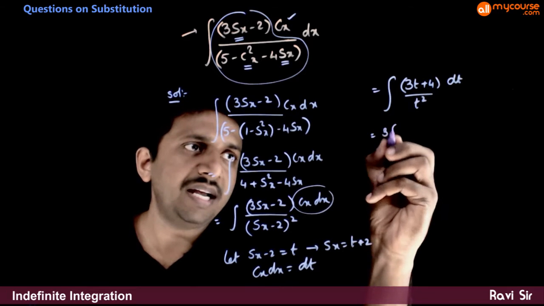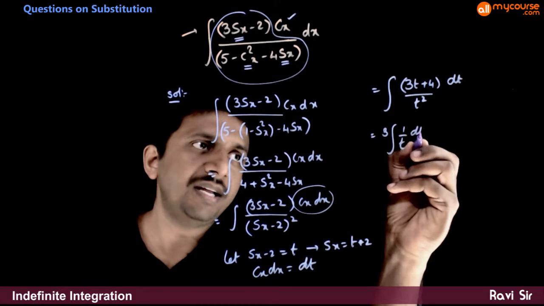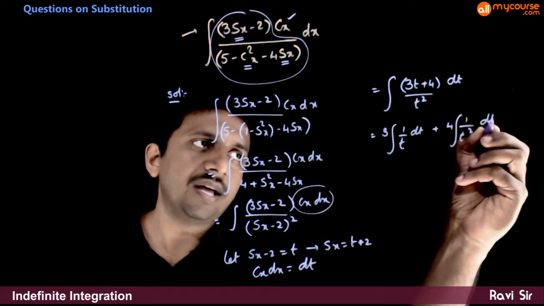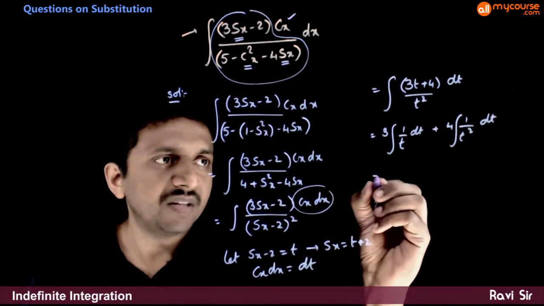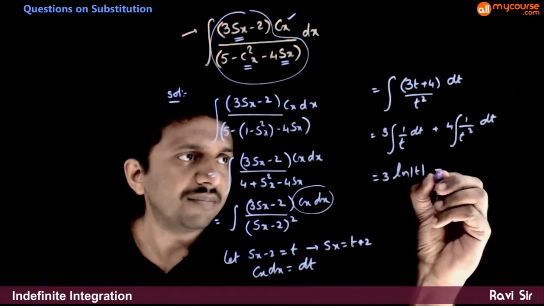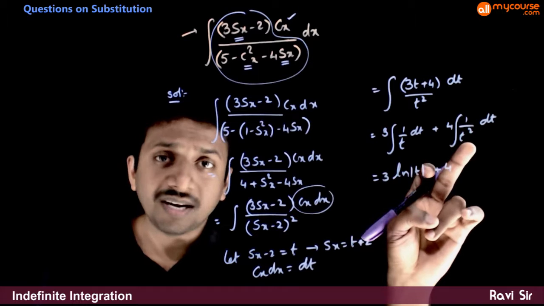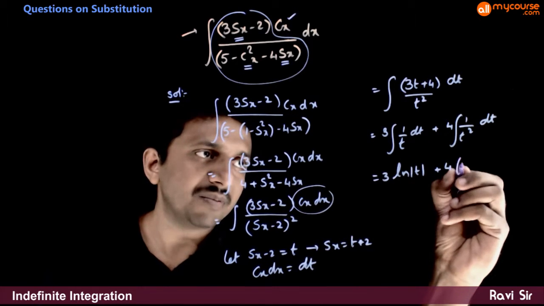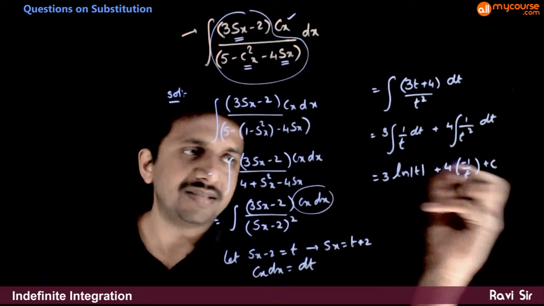That is equal to 3 times integration of 1 by t dt plus 4 times integration of 1 by t square dt. That is equal to 3 times ln mod t plus 4 times integration of 1 by t square, which is t power minus 1 by minus 1. That is minus 1 by t plus c.